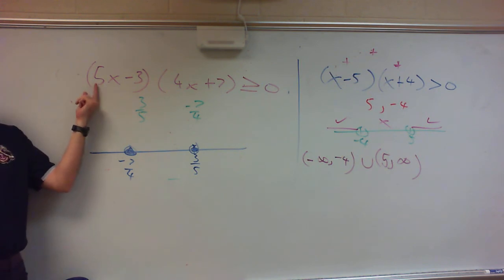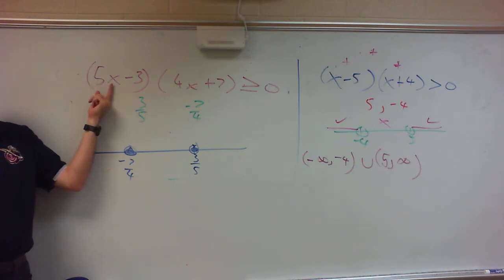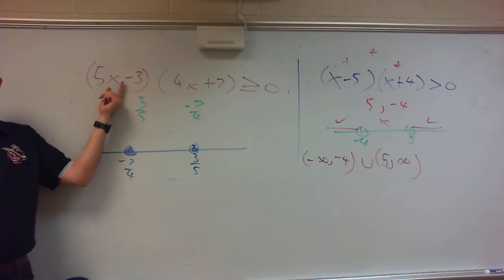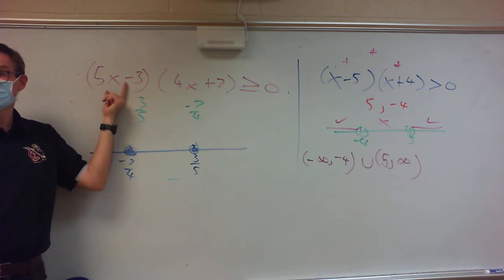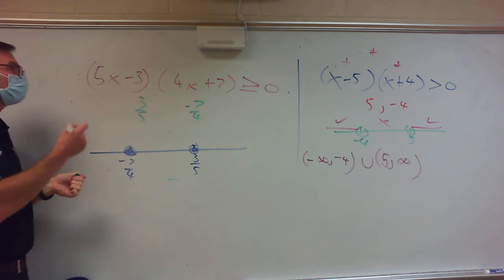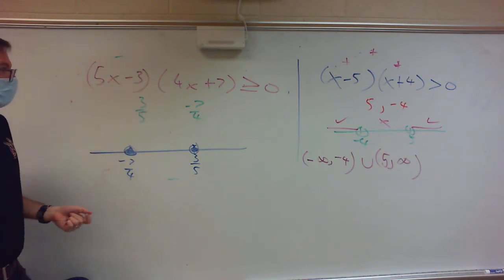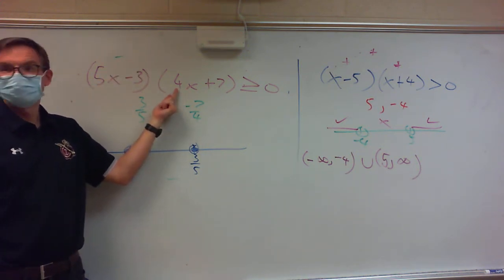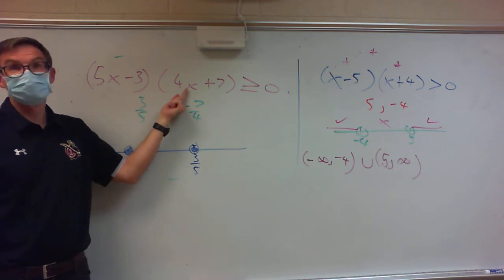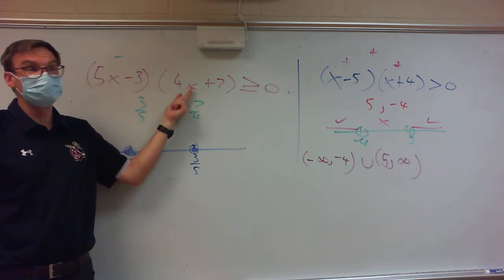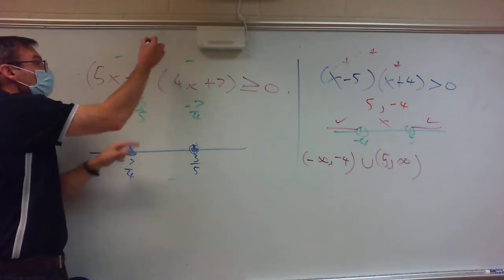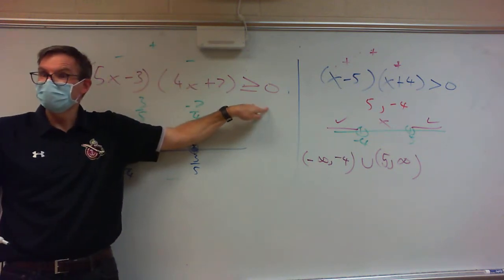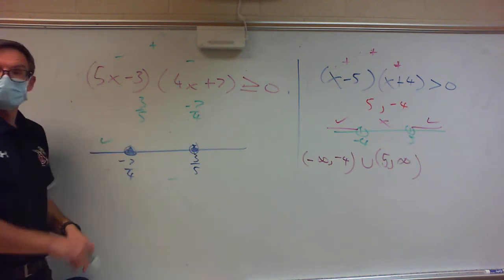Are we okay that 5 times negative 100 is a really big negative number, and minus 3 is still negative? Do I care exactly what the number is? No, I just care that, oh, that's negative. And the same thing happens over here. 4 times negative 100, that's a negative big number. Plus 7, still negative, isn't it? Negative times negative is positive. Is positive bigger than 0? Mm-hmm. Okay, so that one works.